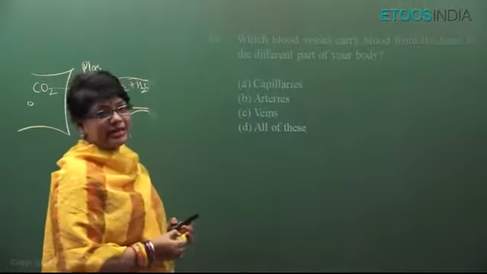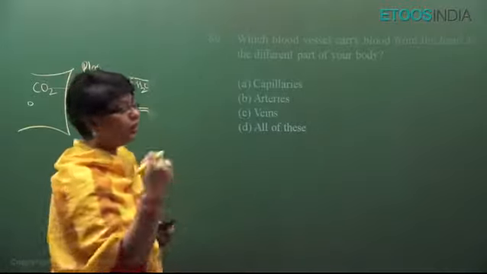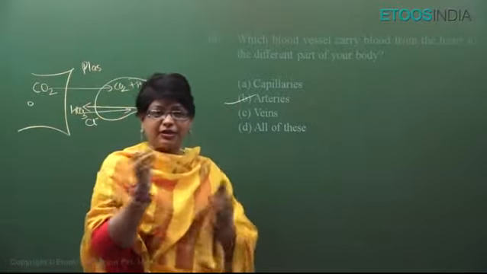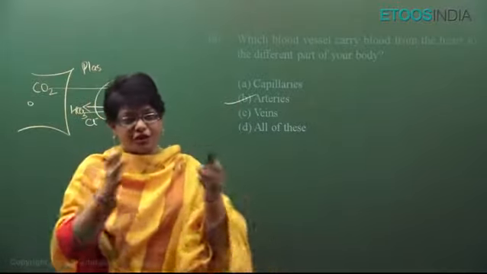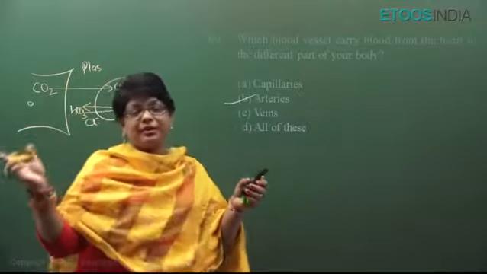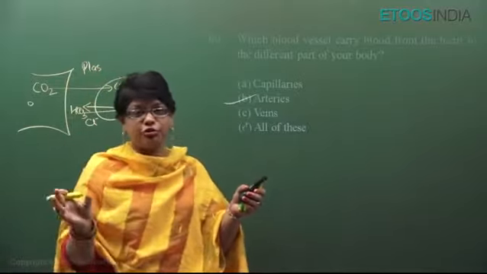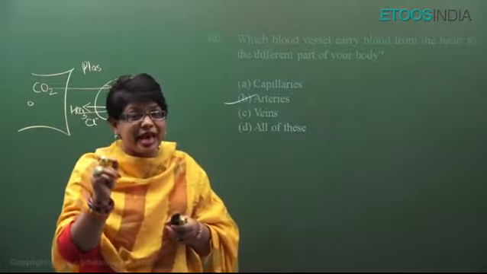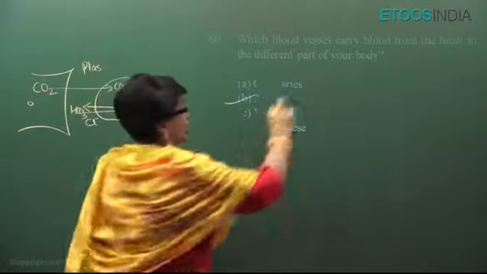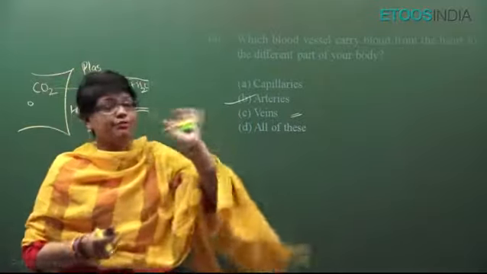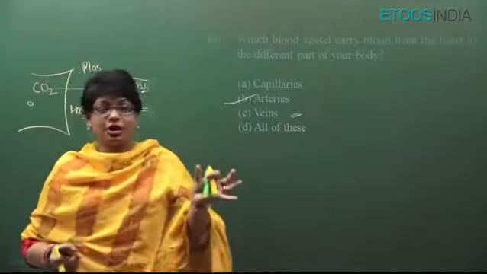Which blood vessel carries blood from the heart to all the organs? Arteries. Aorta, the largest artery, divides into arteries, arterioles, capillaries. Capillaries exchange the nutrients, CO2, everything with the tissues. And which blood vessels carry the blood towards the heart? It is the veins.